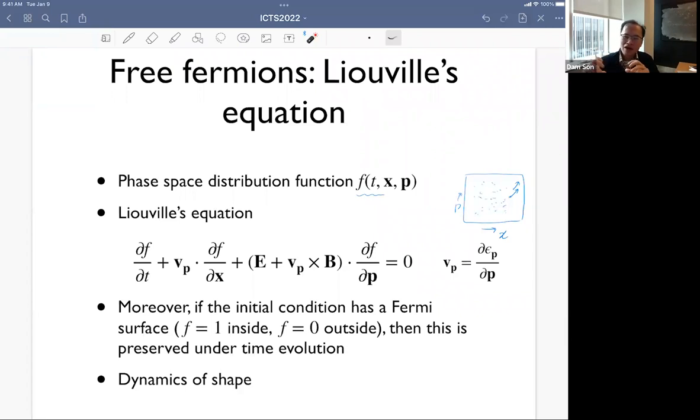Because if we follow a given phase space volume as it moves according to the motion of the particle in phase space, this function f is preserved along the trajectory of this particle and remains either 1 or 0. So Liouville's equation can be thought of as an equation describing the dynamics of the shape of the Fermi surface in momentum space.